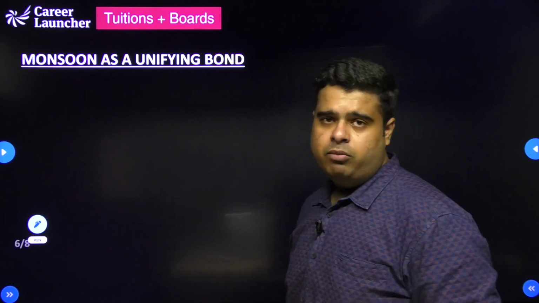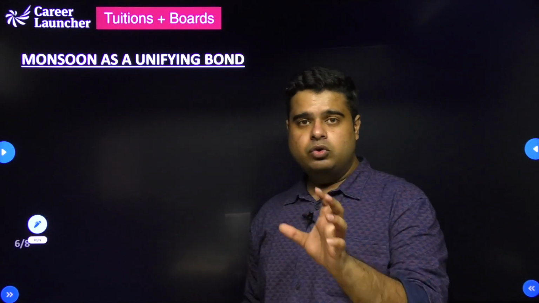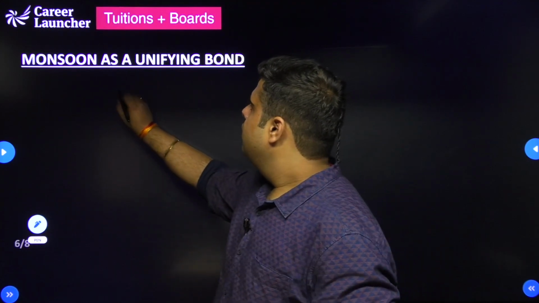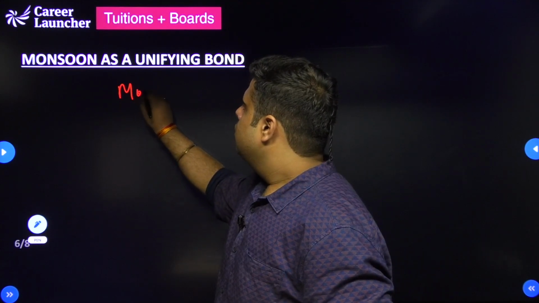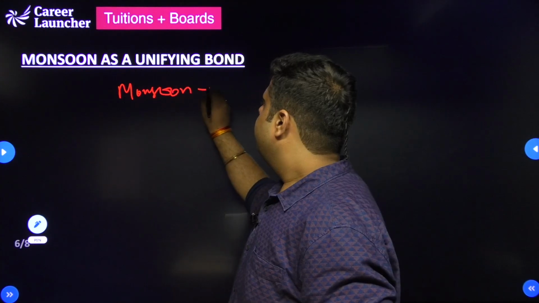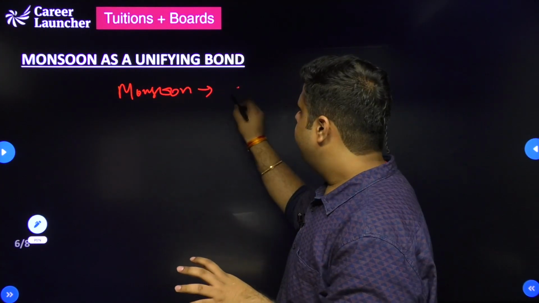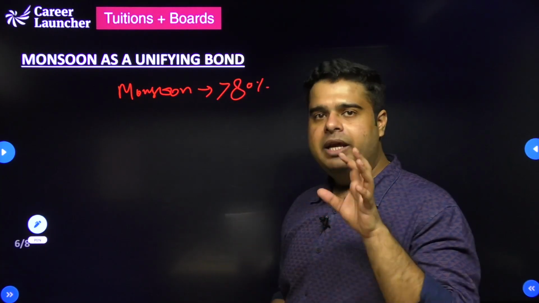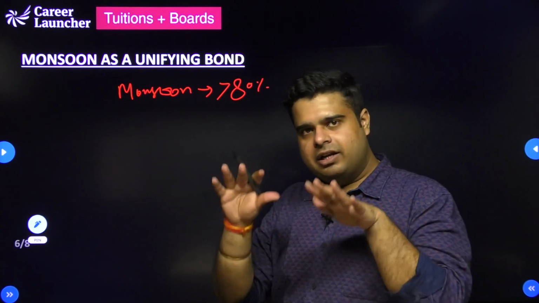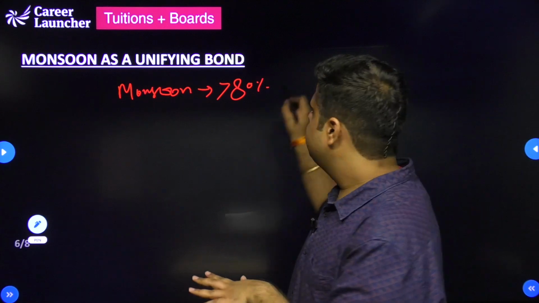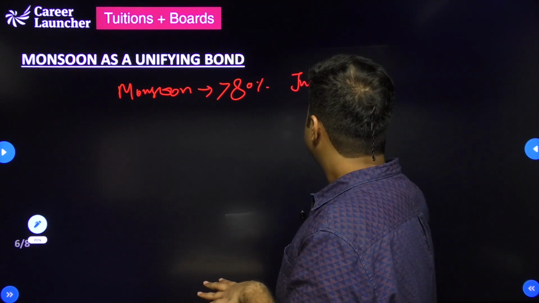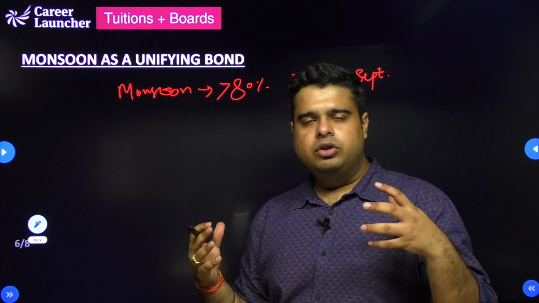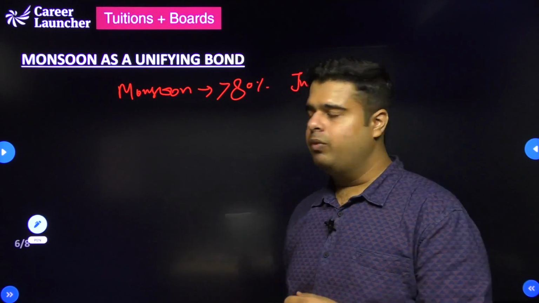Monsoon as a unifying bond. So why is the monsoon called a unifying bond? Let's understand it. The reason behind this is, during monsoon, approximately 80% or greater than 80%, I should say, of mainland India receives rainfall at a single point of time frame, that is from June to September. So this creates a sense of unity or oneness among everyone.